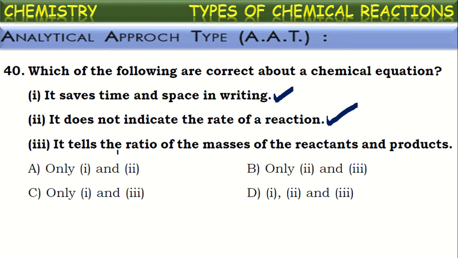Next one, it tells the ratio of the masses of the reactants and products. Yes, this is a quantitative relationship we call. From the balanced chemical equation, we can find the ratio of the masses of the reactants and products in a chemical equation. So this is also correct. Three statements are correct about a chemical equation. Now what will be the correct answer? Yes, it is.